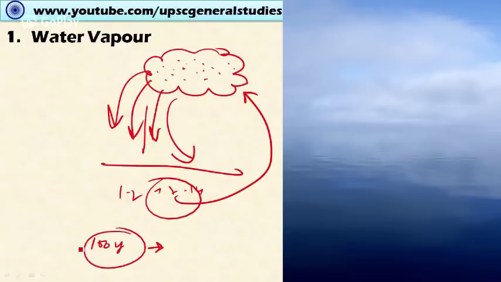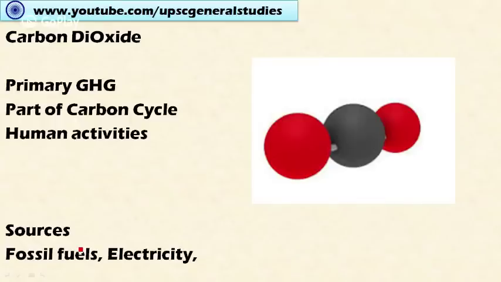Please remember here. And the next important greenhouse gas is carbon dioxide. Carbon dioxide is the primary greenhouse gas emitted through human activities. We know that carbon dioxide is the single biggest primary greenhouse gas which is causing global warming, and it is also a part of the carbon cycle.